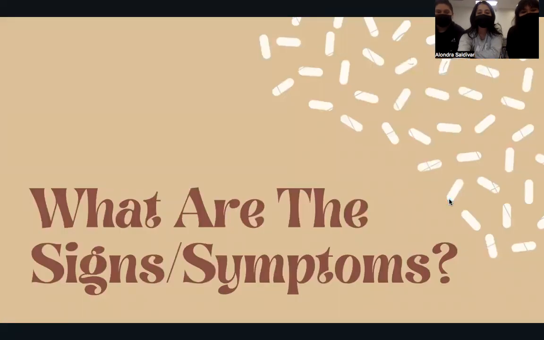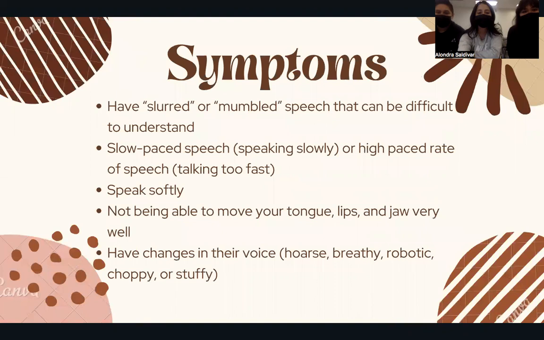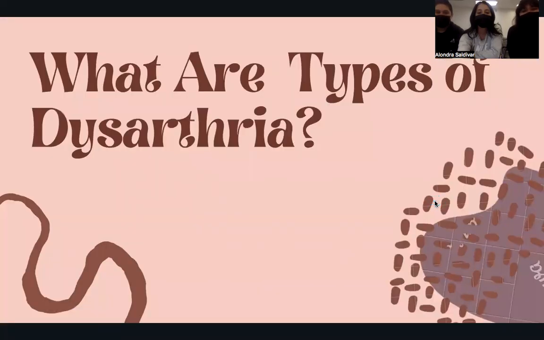Now moving on to the signs and symptoms. The symptoms of dysarthria are having slurred or mumbled speech, being more slow-paced or high-paced, speaking softly, not being able to move your tongue, lips, or jaw very well, or having changes in your voice, such as being more hoarse or breathy.